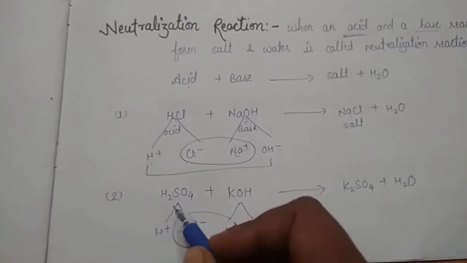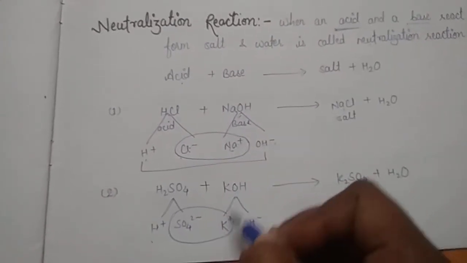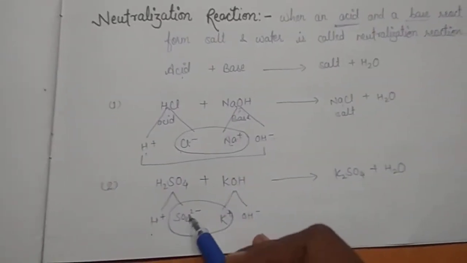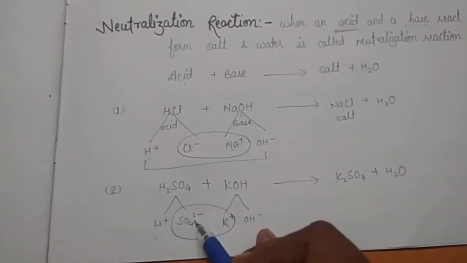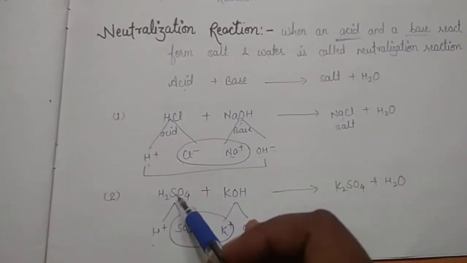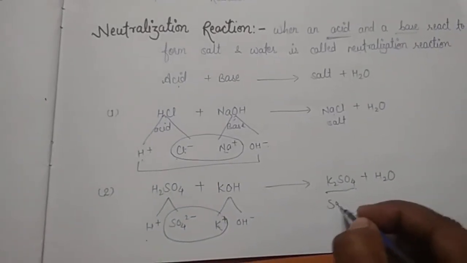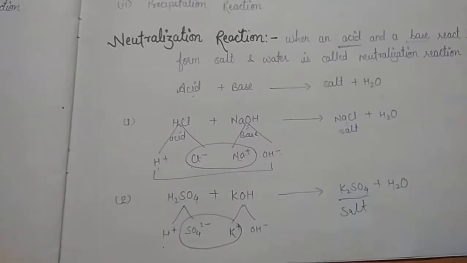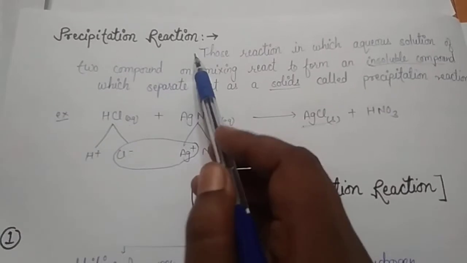Hydrogen sulfate and potassium hydroxide, write in their ionic form: H plus SO4 2 minus, K plus OH minus. So there is a radical SO4, sulfate. Potassium, being a positive charge, attracts it. So there will be K2SO4 plus H2O. So we can see when an acid and base react, if they produce salt plus water, that will be a neutralization reaction. Clear children?